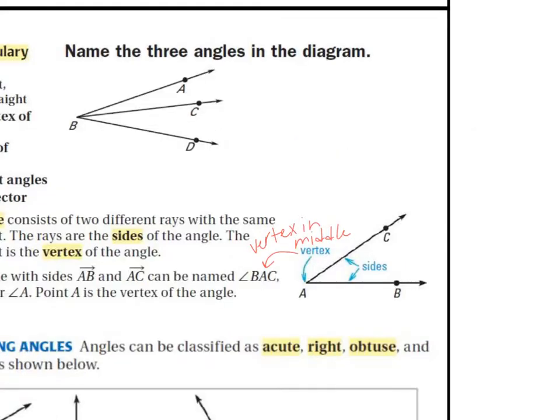I'm going to help you out with the first one. The first angle that I see, the biggest angle I see, is angle ABD. Or you could name that angle DBA. They're interchangeable. What stayed the same? Jacob, what stayed the same between those two? The B has to be in the middle. Thank you. Okay.